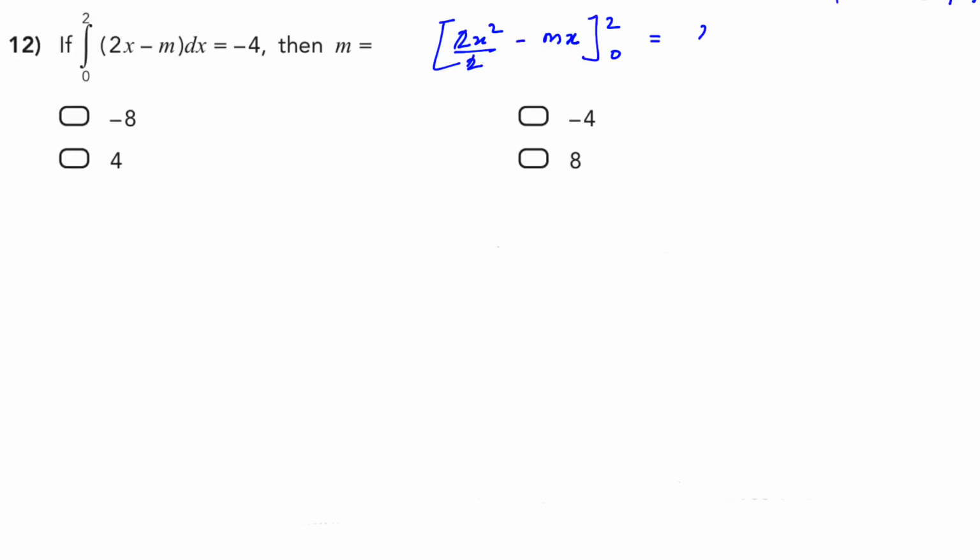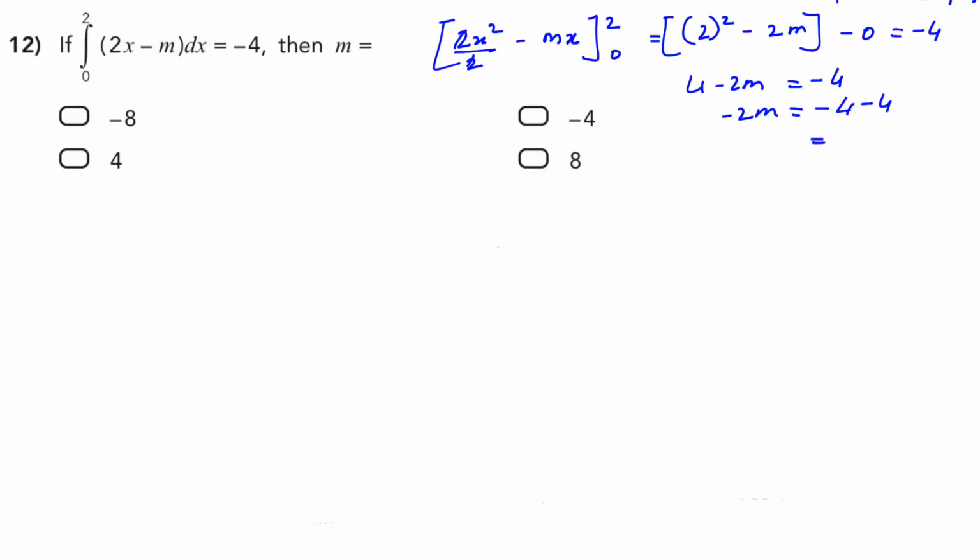So in place of x, I'm going to put 2. And then in place of x, I'll put 0. When I put 0, it's going to be 0. And the answer is negative 4. You'll get 4 minus 2m is equal to negative 4. Negative 2m is equal to negative 4 minus 4, negative 8. Divide both the sides by negative 2 and you will get m is equal to 4. That is C.